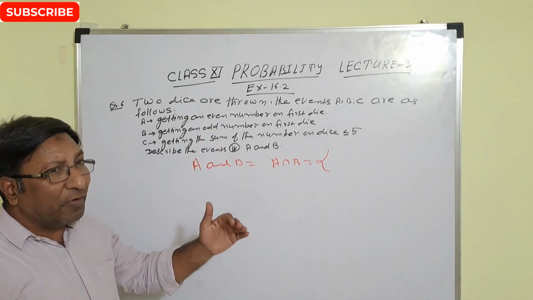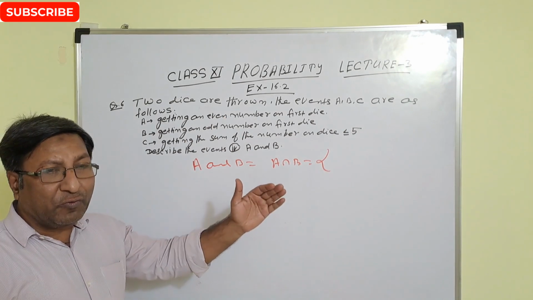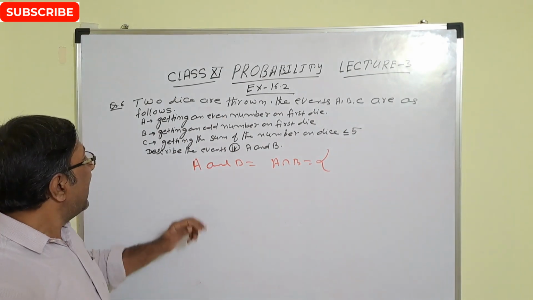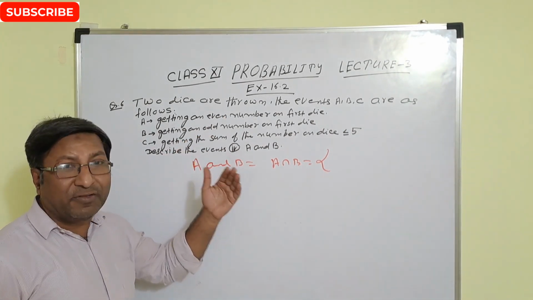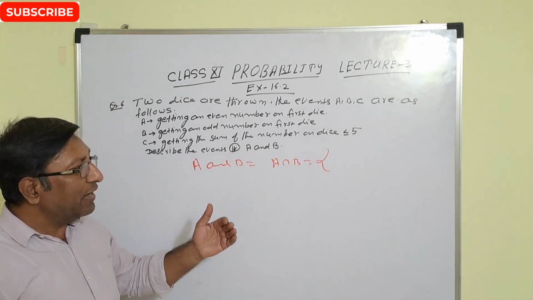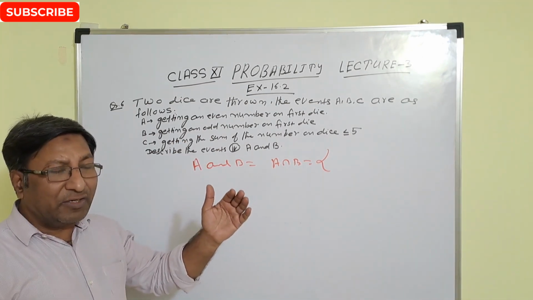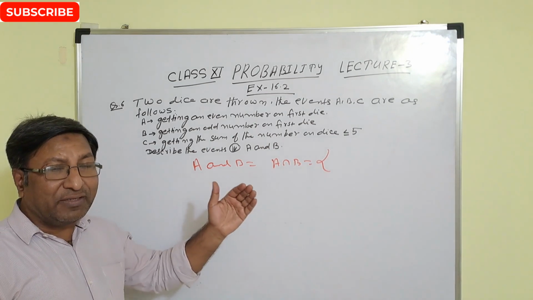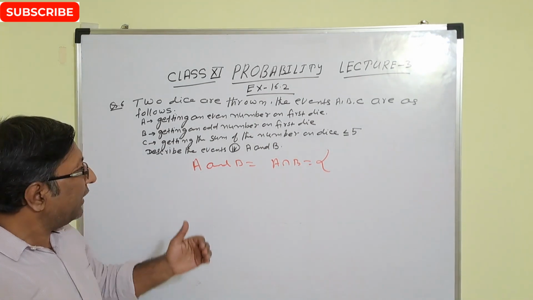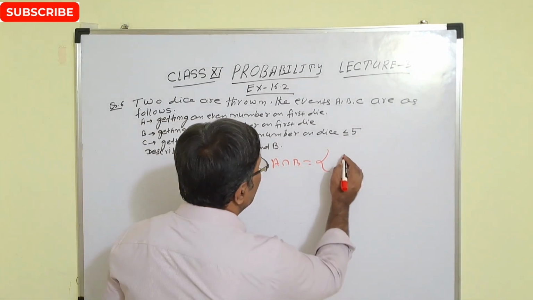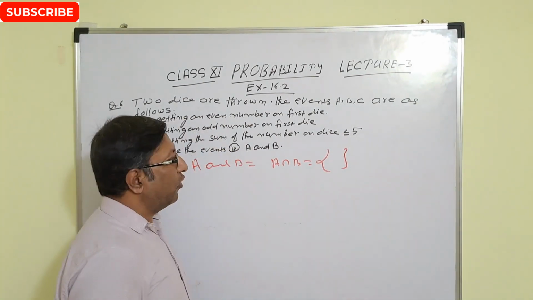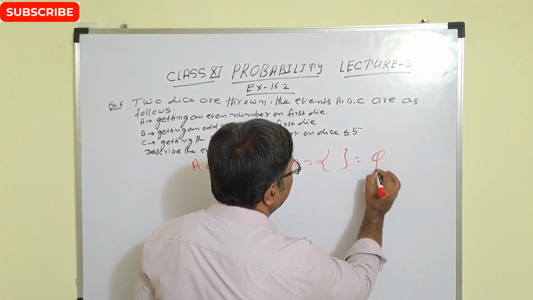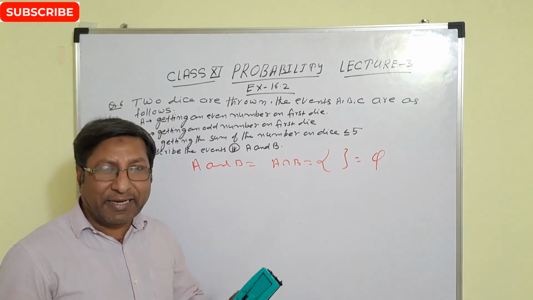That means 2,1, 2,2, 2,3, 4,1, 4,2, 4,3, 6,1, 6,2, 6,3 and so on. And B, getting an odd number on the first die. That is 1,1, 1,3 and so on. Similarly, there is 3,1, 3,2 and there is 5. So A intersection B will be what? No number is common. So you can say empty set, that is the correct answer.